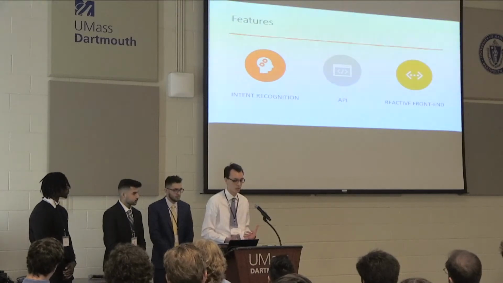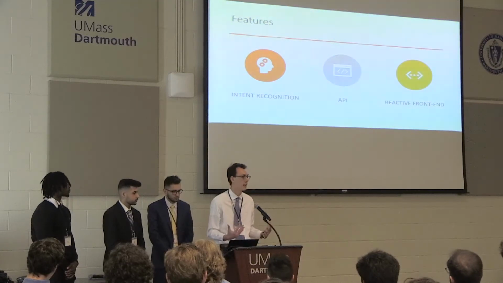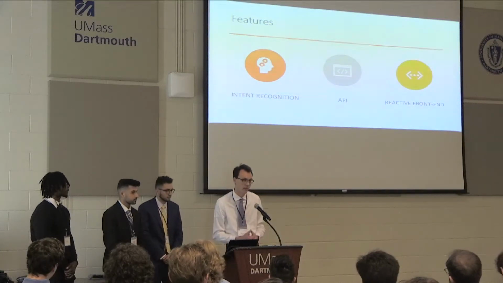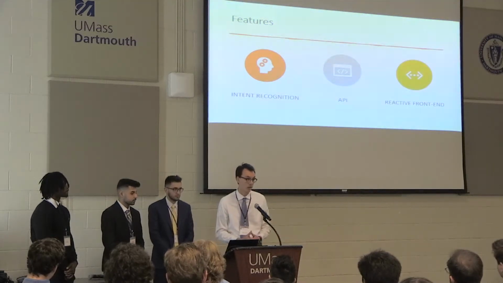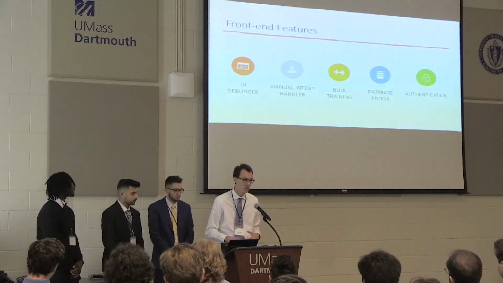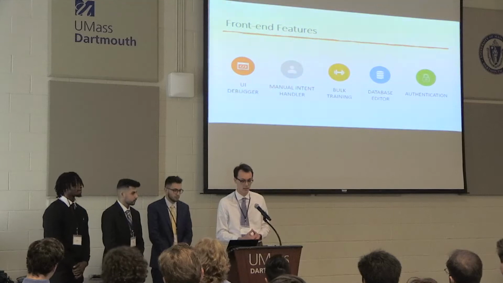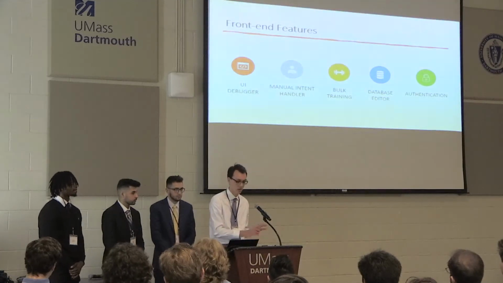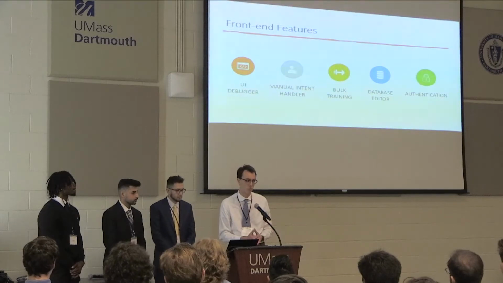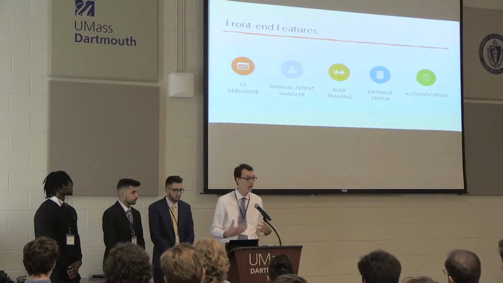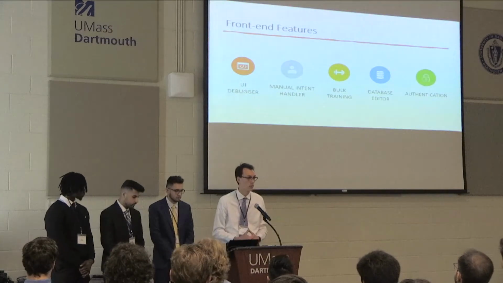On to the features for this project. The three main features are the intent recognition, which is taking a sentence and classifying it under a certain intent, the API, which allows for this entire thing to be modular, and the reactive front end, which we'll go into a little bit later. Specifically for those front end features, they ended up being numerous. We worked on a UI debugger, a manual intent handler, the ability to bulk train the model for additional input, and a database editor built into the front end, as well as authentication services, which Brandon will discuss in depth later.